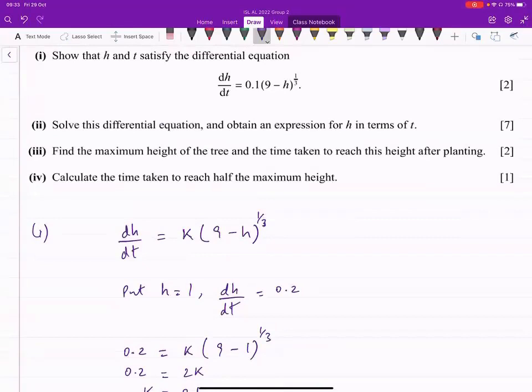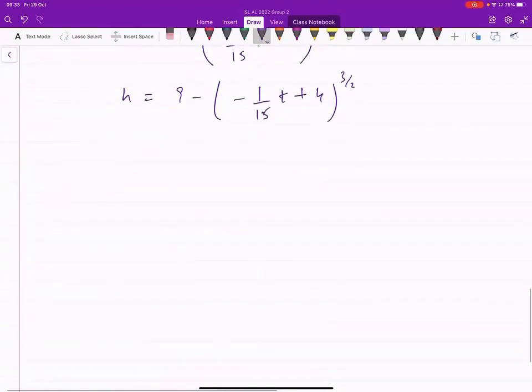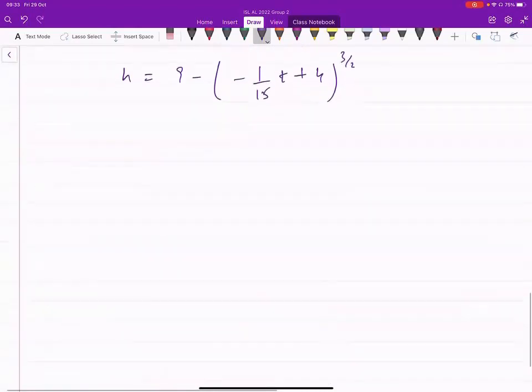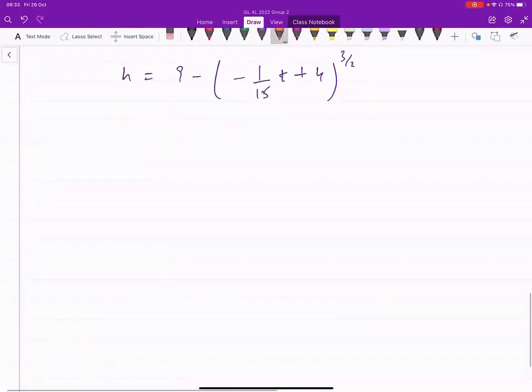Let's look at the third part now. That's interesting. Find the maximum height of the tree and the time taken to reach this height after planting. Could we possibly just look at this and figure out what the maximum height would be?